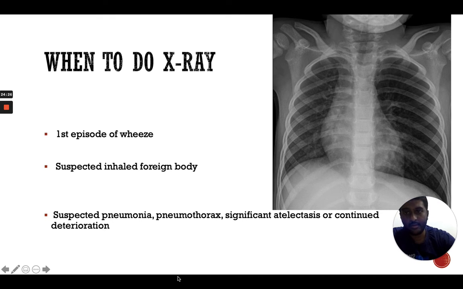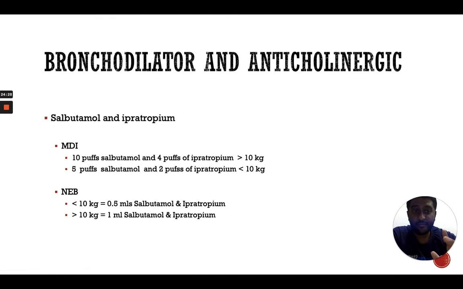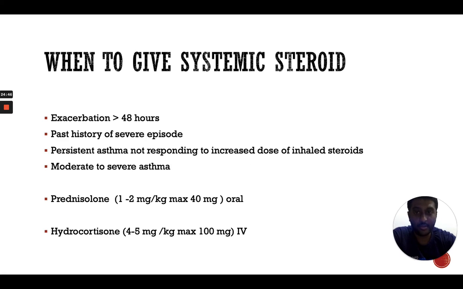Okay, all right. So treatment for asthma, salbutamol and ipratropium is the mainstay. Dosages are based on weight. Okay, more than 10 kg get 10-4, less than 10 kg get 5-2. Okay, and nebulized salbutamol also varies according to the age. Okay, and when to give systemic steroids.